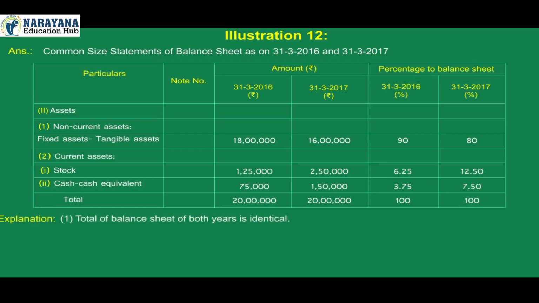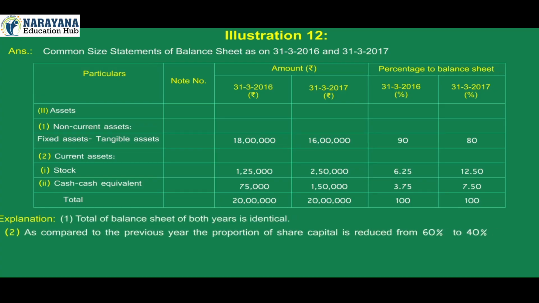Explanation. 1. The total of the balance sheet of both years is identical. 2. As compared to the previous year, the proportion of share capital is reduced from 60% to 40%. 3.